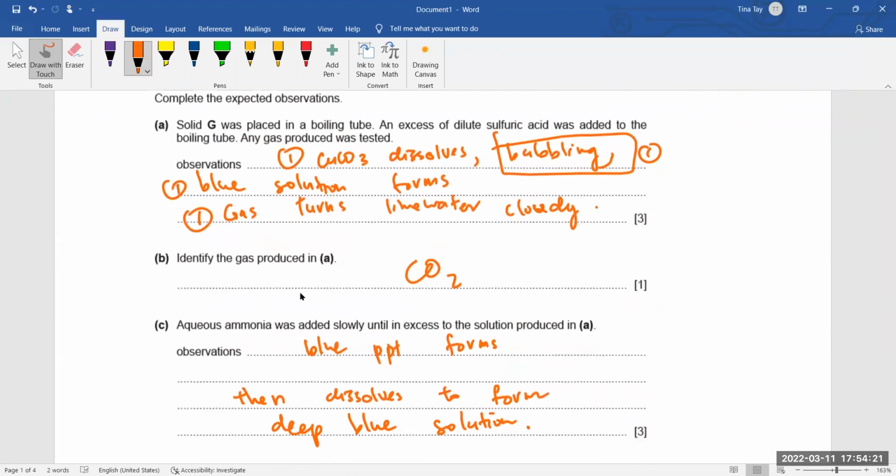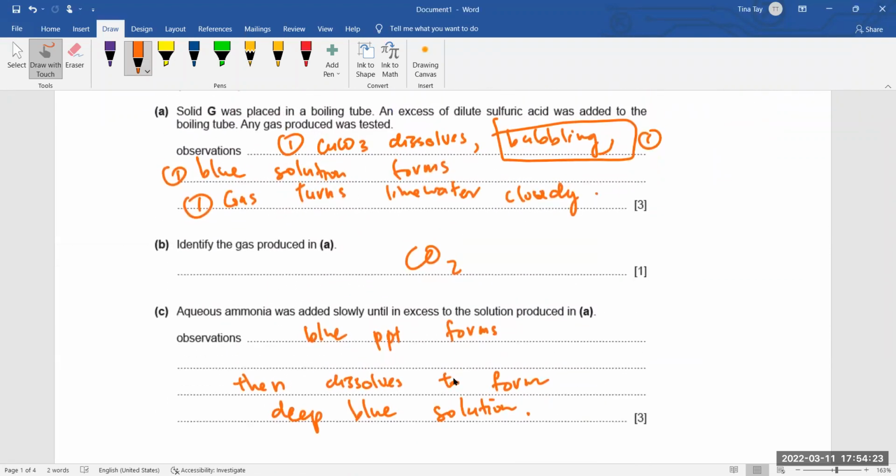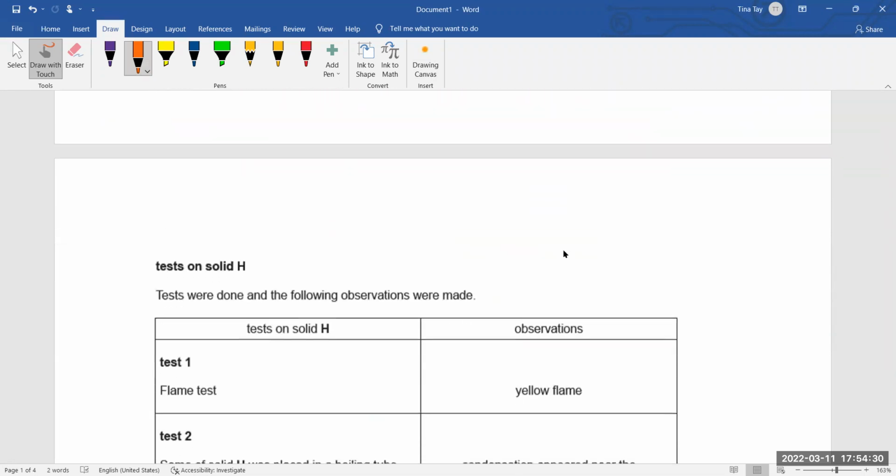Everyone got this? Any issues? No, okay.